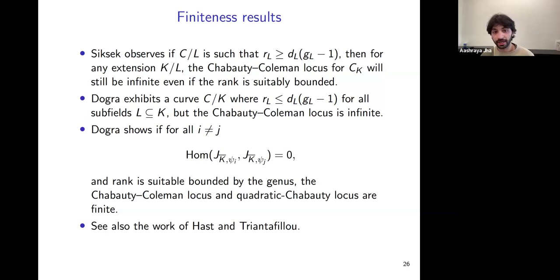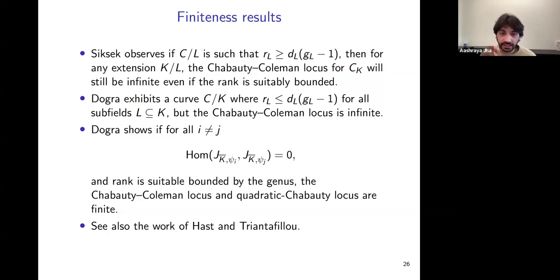satisfies the required bound. Okay, so this is a silly example, but what if you remove this condition? Dogra actually exhibits a curve where for all subfields of K, the rank hypothesis is satisfied, but the Chabauty-Coleman locus is still infinite. And the way he does this is that he constructs a quotient of this curve where this rank hypothesis is not satisfied. So one has to be really careful. You can get a lot of different behaviors where you do get infinitely many p-adic points in the vanishing loci. We do have a positive result, which is the following.